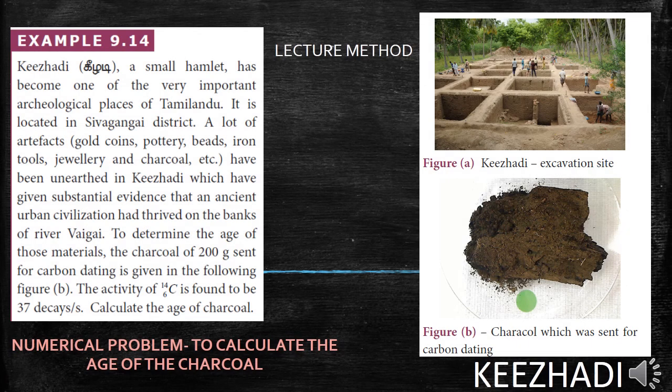Now we are going to solve a problem which is based on radiocarbon dating. Here the problem number is 9.14. It is given inside the lesson of the 9th chapter. What is mentioned in the problem?